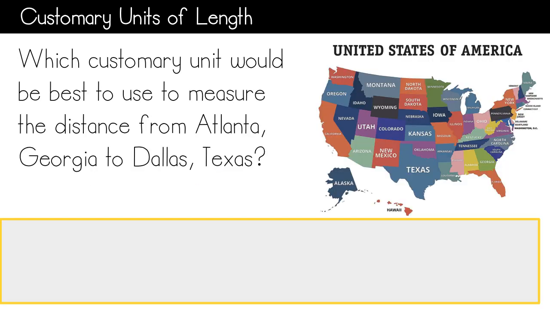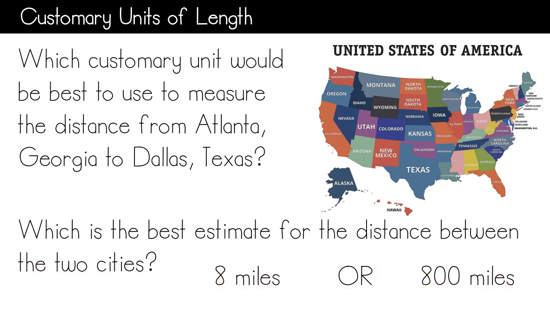Which customary unit would be best to use to measure the distance from Atlanta, Georgia to Dallas, Texas? Would it be inches, feet, yards, or miles? This one should be pretty easy. Miles. Which is the best estimate for the distance between the two cities? So think about it. From Georgia to Texas. Oh, that's pretty far. It takes Miss Howard about 8 minutes, 10 minutes to get to school. So it would be 800 miles because it's a far drive.